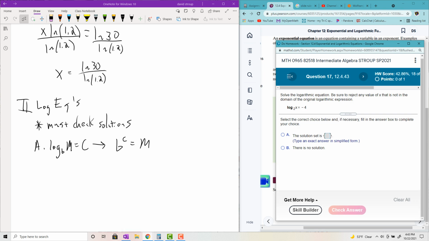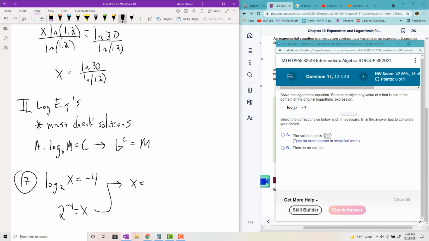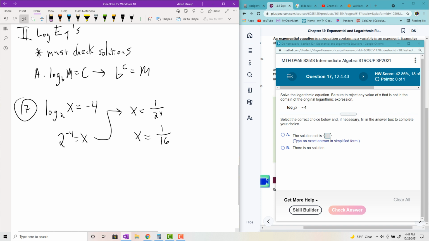Number 17, we got log base 2 of x equals -4. So you go 2 to the -4 equals x. In other words, x equals 1 all over 2 to the 4, just rules of exponents. And then x equals 1 over 2 times 2 is 4, times 2 is 8, times 2 is 16. So that'd be your answer.